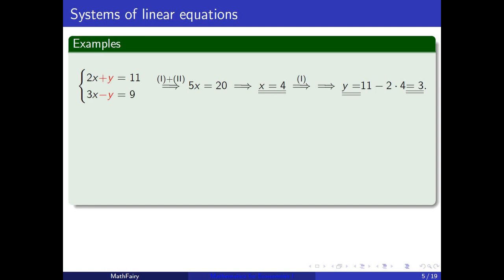equals 9. Now notice that if we add these two equations together, the plus y from the first equation will cancel with the minus y from the second equation, thus giving us 5x equals 20, from which we can conclude that x must have been 4. And substituting x equals 4 back into the first equation, we can conclude that y equals 3.